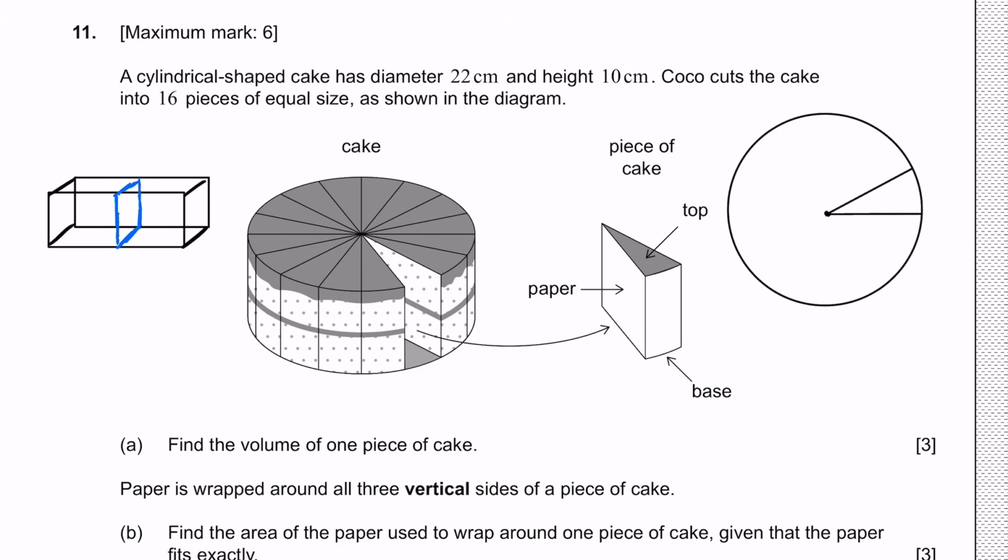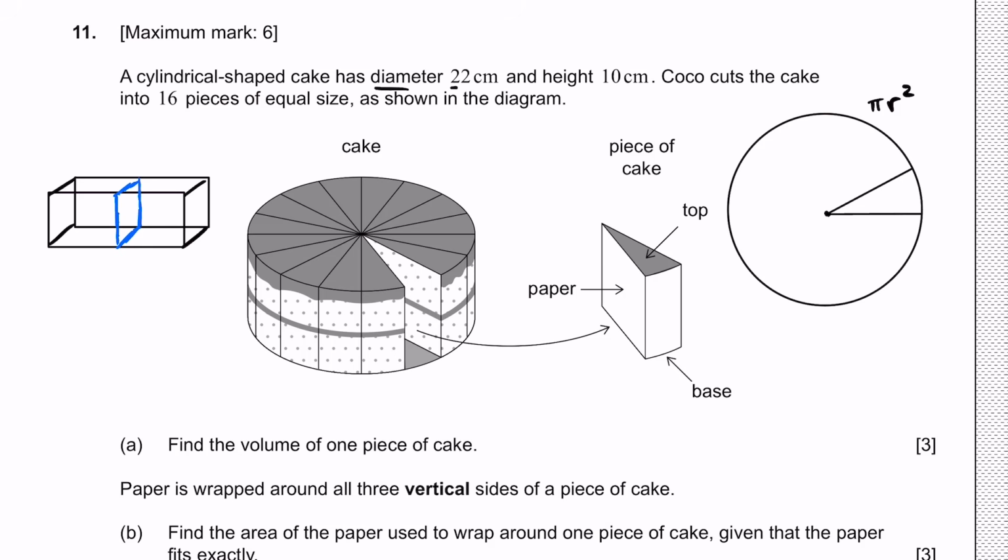Okay. So how can we find this area of the top portion? We know the area of this whole circle, the area of this whole top portion right here, would be given by pi r squared.